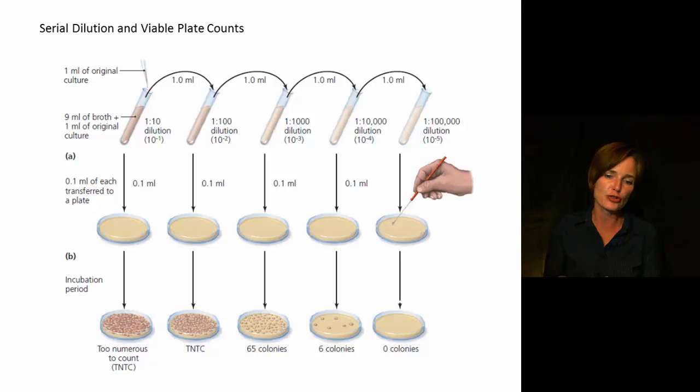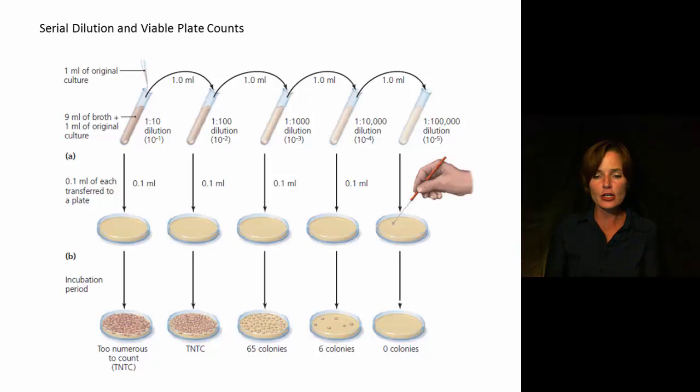So we put it on a petri dish, we incubate it, and we let it grow. And what we find is that we'll have a range of bacterial numbers on those plates. And we try to find one of those samples that has a number that we can actually reasonably count.